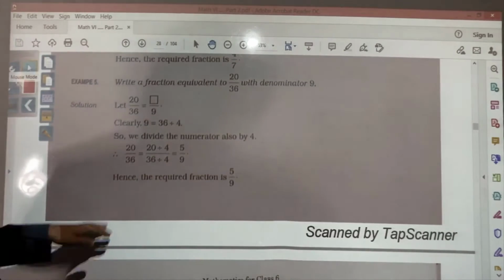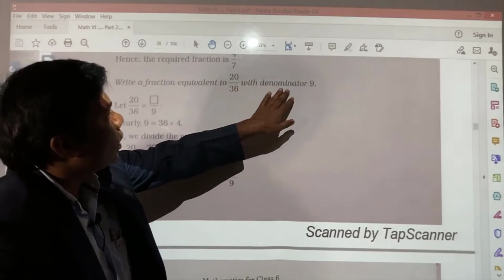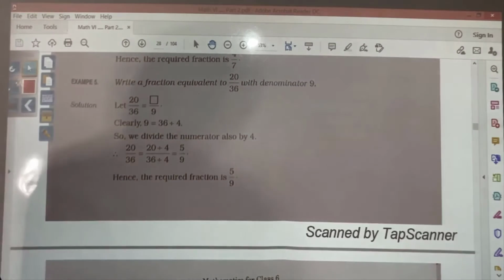Write a fraction equivalent to 20 by 36 with denominator 9. The same thing is there. In the same way you need to do it.